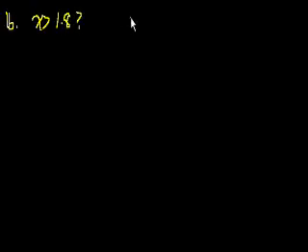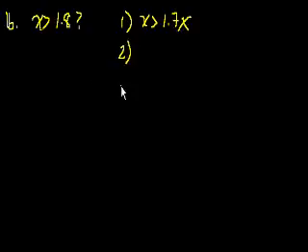And statement 1 says x is greater than 1.7. Well, that doesn't help us because x could be 1.71, in which case this wouldn't be true, or x could be 1,000,000, in which case this is true. So this isn't really that helpful. Statement number 2 says that x is greater than 1.9. Well, if you're greater than 1.9, you're definitely greater than 1.8. So this is all we need. Statement number 2. So B.